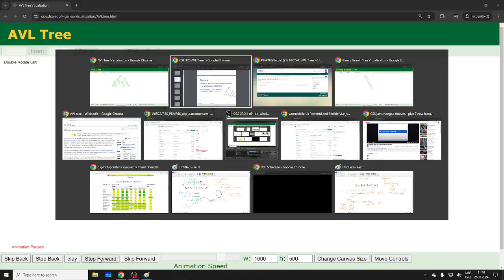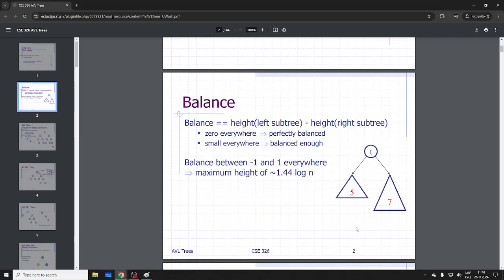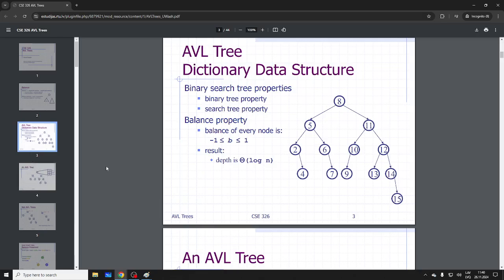So hopefully you have a basic idea, right? To balance. So yeah, it turns out you can calculate 1.44 log n. That's the worst case rebalance, right? Misbalance, right? So, right here, right? So, something like this. So -1, basically balance, right?